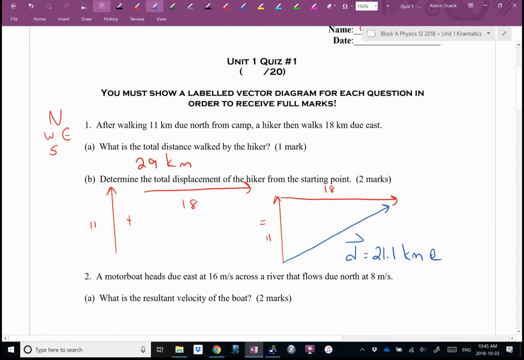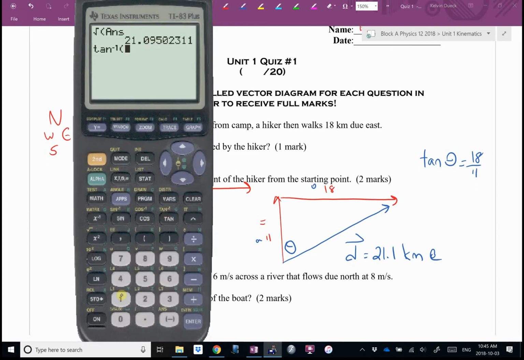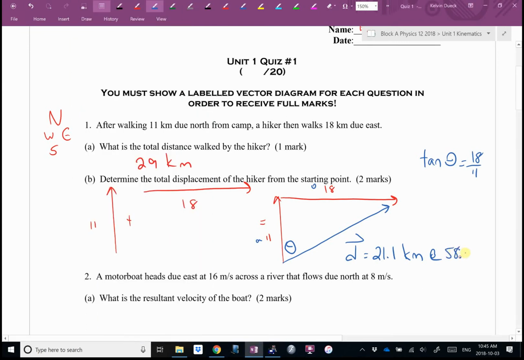At, theta is always where the vector is originating from. Opposite, adjacent, I can go tan theta equals 18 over 11. Oh, that's a problem. Did you get 58.6 degrees? 59 degrees? I'll go 58.6 degrees. North of south, east of west, what of what? What I've drawn is east of north.